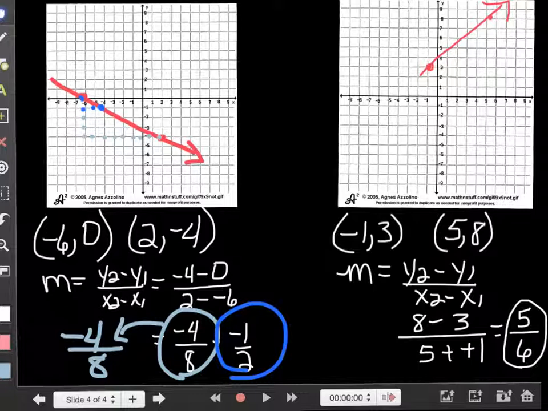Now let's count the rise over the run. Starting at the point negative 1, 3. Does it rise 5? 1, 2, 3, 4, 5. Yes, it does. Now does it run 6? 1, 2, 3, 4, 5, 6. Okay, so yes, it's rising to the right, and yes, the slope is rise 5, run 6, and you hit the line. So it's all good.